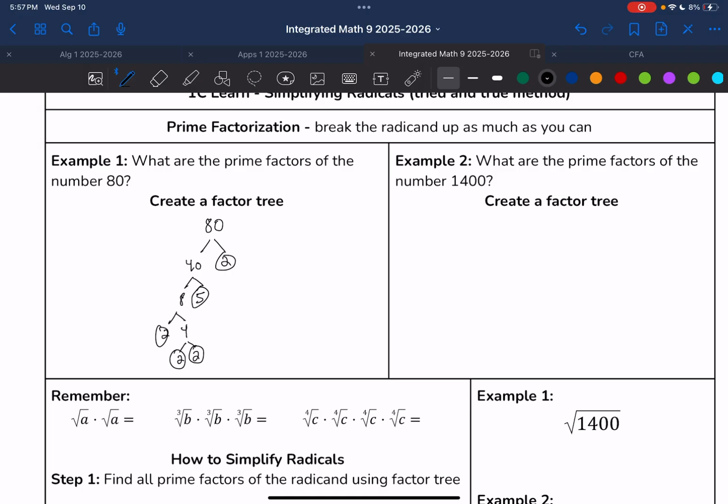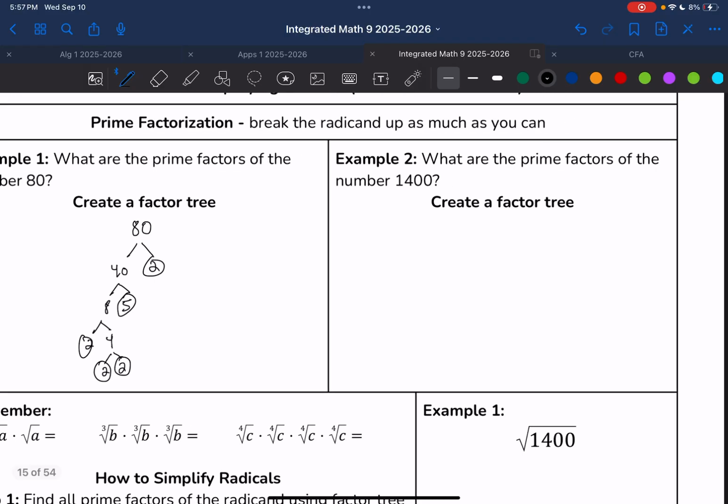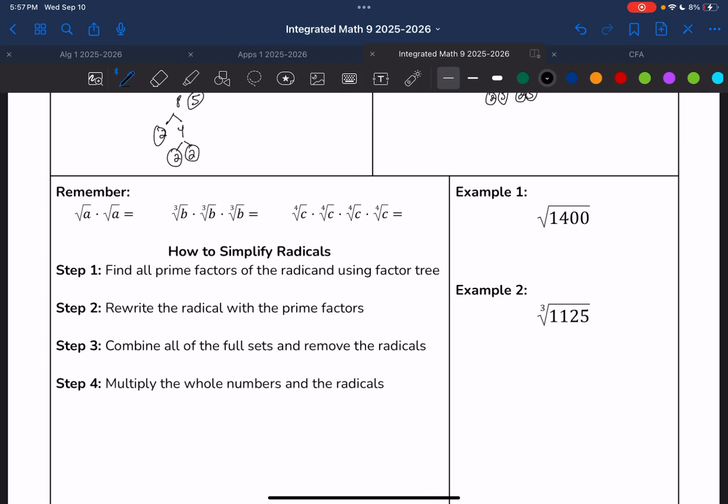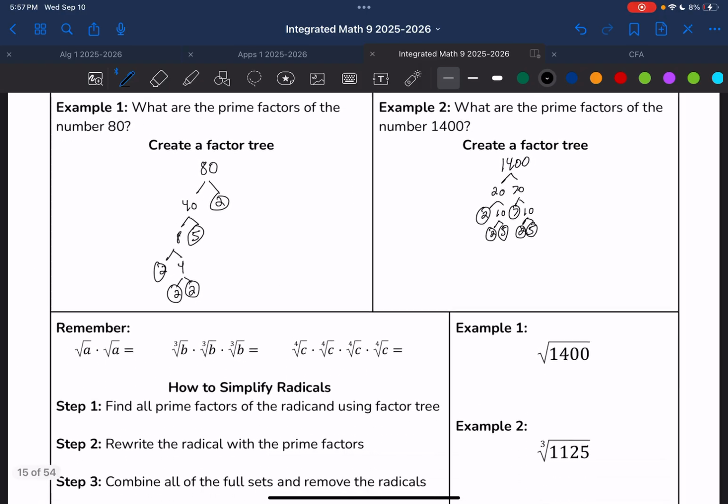So let's try this with a bigger number. So for 1400, we can do 20 and 70. We can do 2 and 10, and 7 and 10. We can do 2 and 5, and 2 and 5. Notice how these are all the prime factors there. All right, so how are we going to exploit this to actually simplify radicals?